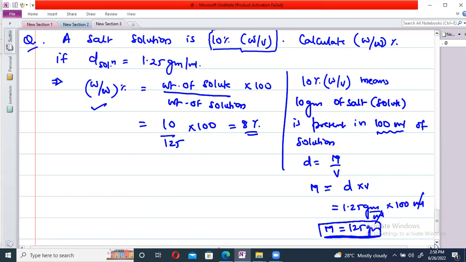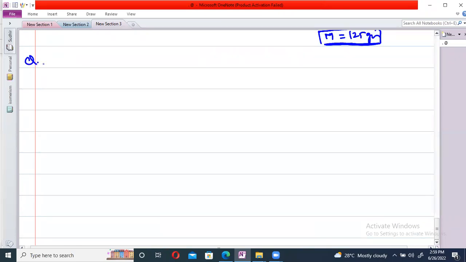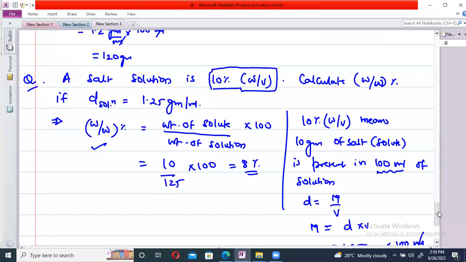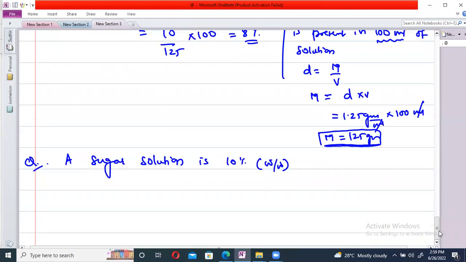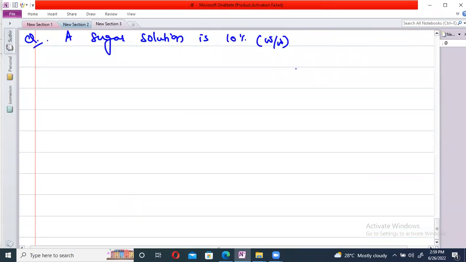But one more example I want to give you, because if we do more examples, then our concept will become very easy. Now come to the sugar solution. A sugar solution is given that is 10% W by W. See beta, in the previous example, they gave W by V, they asked W by W. Now they are giving W by W and they are asking to get the W by V.